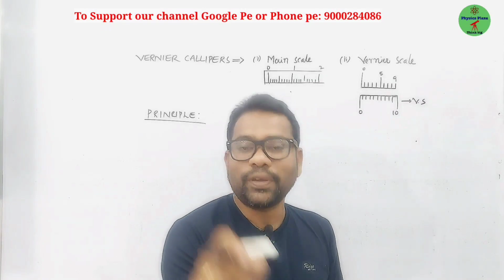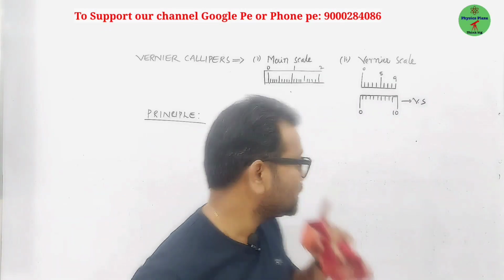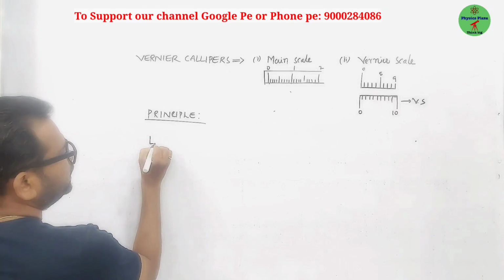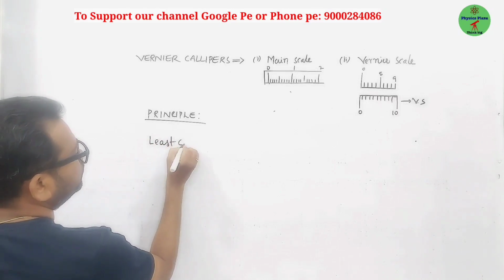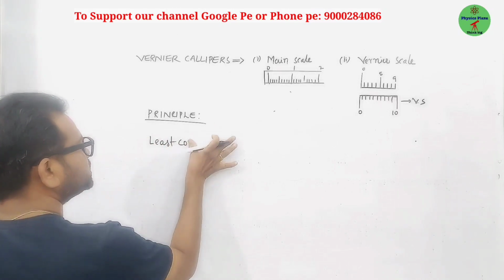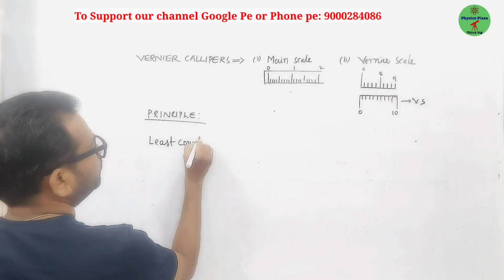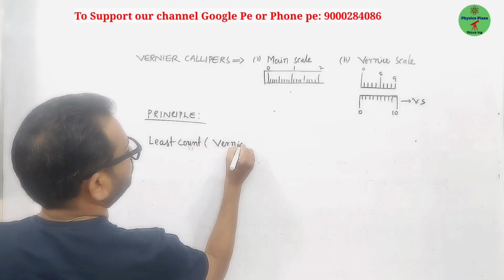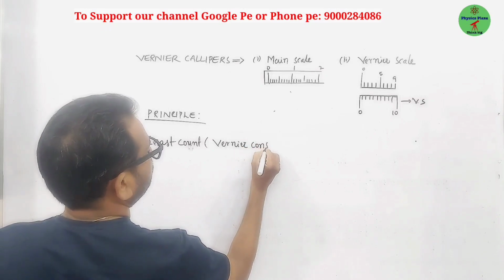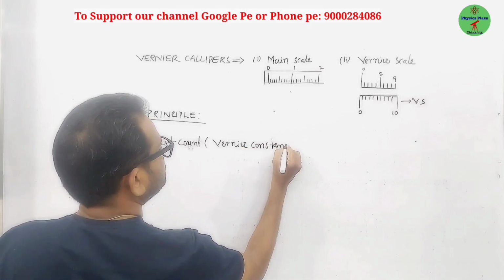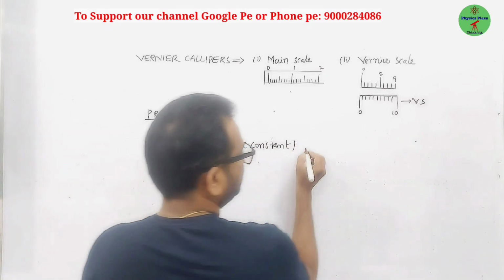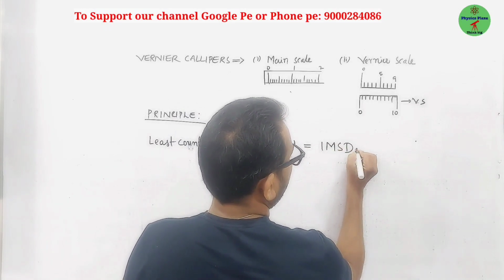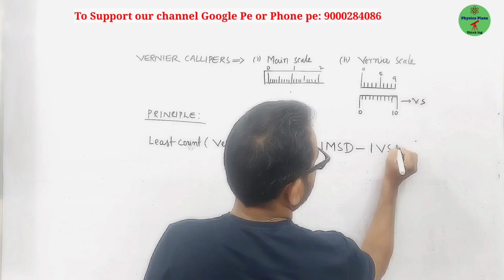Is the point clear? Yes. So now, dear children, let us try to understand the least count, or vernier constant. So how to calculate this? It can be calculated as 1 MSD minus 1 VSD.